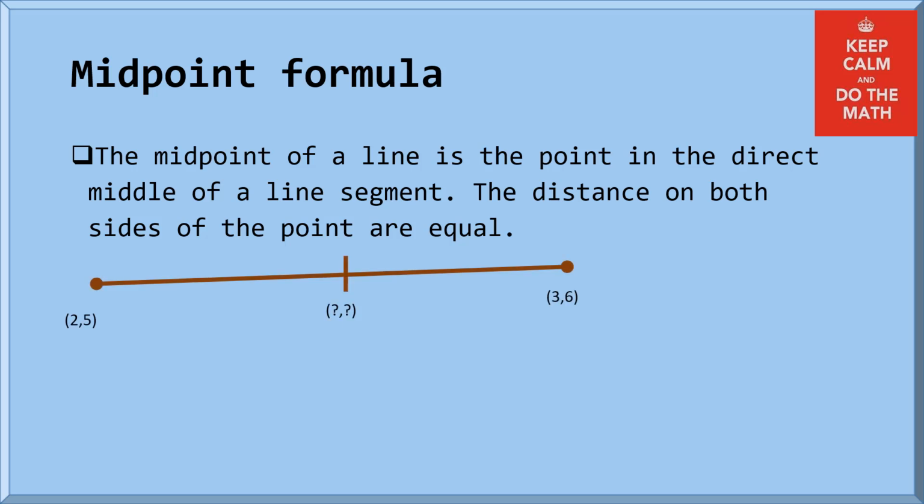We have a line segment that starts at point (2, 5) and goes to point (3, 6). We want to find the coordinates of the midpoint of the line. The midpoint formula is (x1 + x2) over 2. That will give us the x coordinate. (y1 + y2) over 2 gives us the y coordinate of the midpoint.